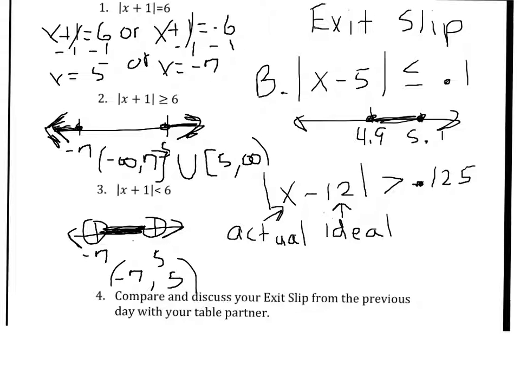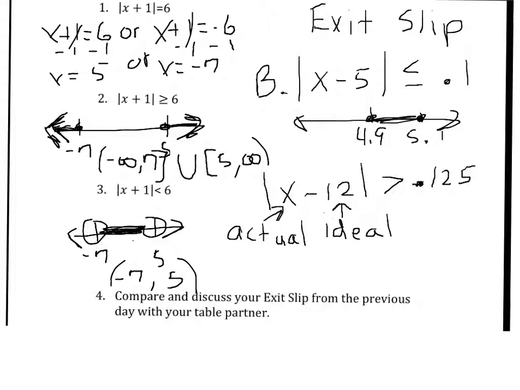And then we look at the second one, which is an actual measurement, represented with x, for a car part, and the ideal would be 12 millimeters, I think it was. And so it should be within 0.125 of 12 millimeters. And so we have, it has to be out.